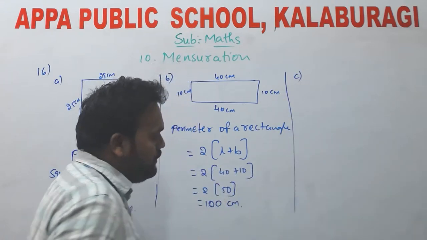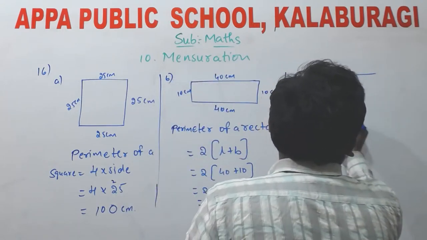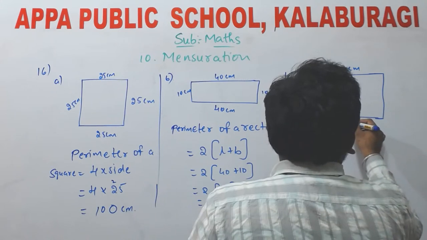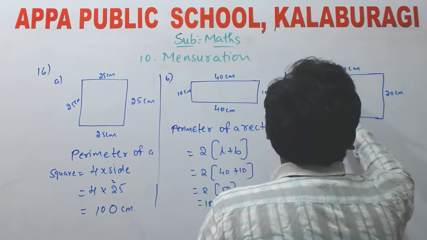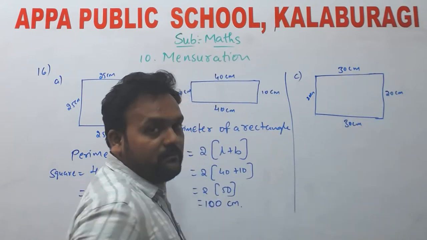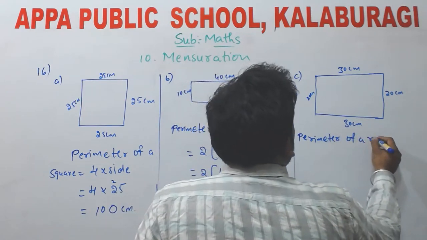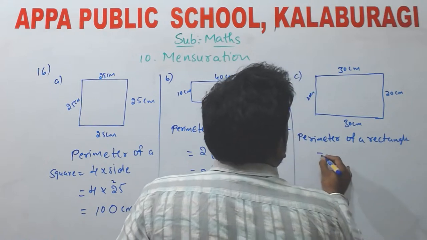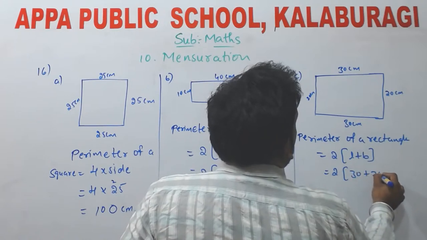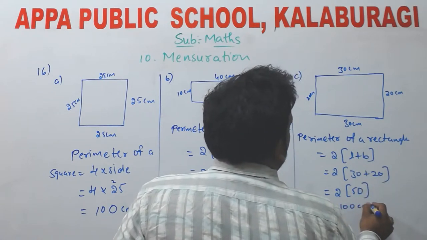Next one is C1. Here 30 centimeter given. Here also 30 given. Here 20 centimeter given. Here also 20 centimeter given. You know what is the shape of this figure? A rectangle. Now you know the perimeter of a rectangle, again 2 into L plus B. Now L value how much? 30. B value how much? 20. So 2 into 30 plus 20 is 50. 2 into 50, 100 centimeter.